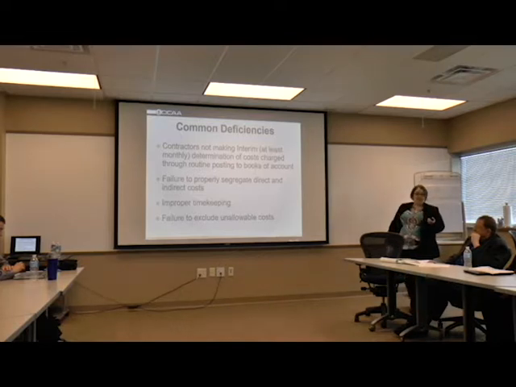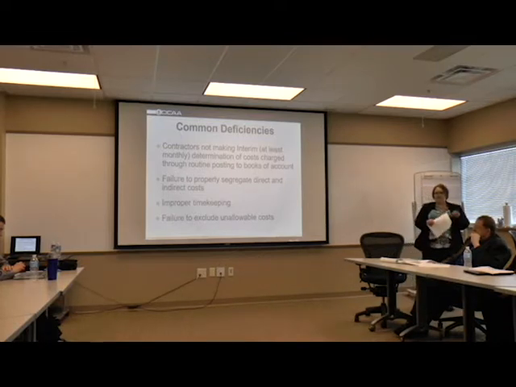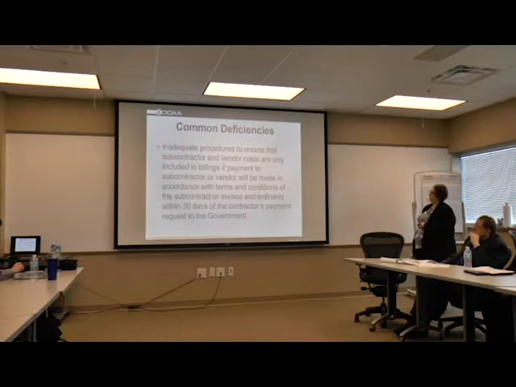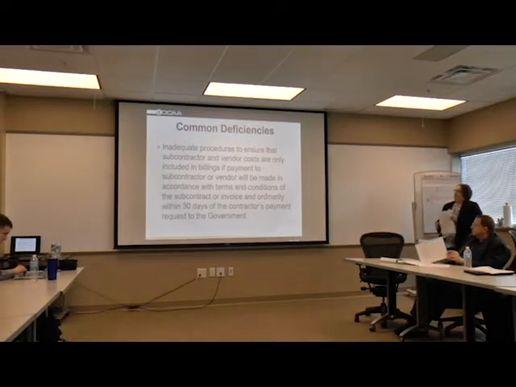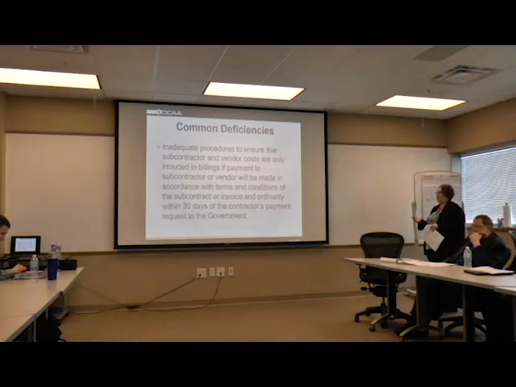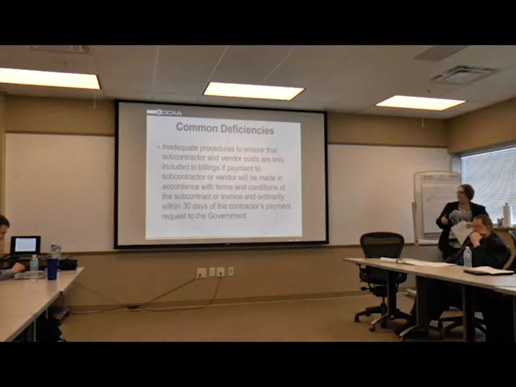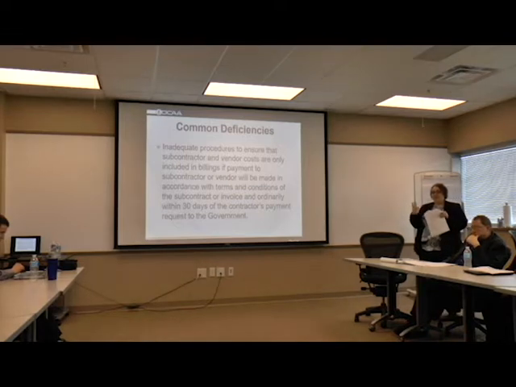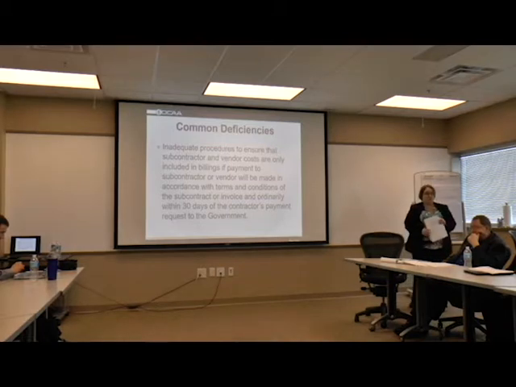Failure to exclude unallowable costs. FAR Part 31.205 has selected costs that FAR sets forth as being unallowable. Also, inadequate procedures to ensure that subcontractors and vendors are only included in billings if payment to subcontractors will be made in accordance with the terms of the subcontract and ordinarily within 30 days of the contractor's payment request to the government. The government just wants to ensure that the next level down is getting that payment in a timely manner. So we do look for that.